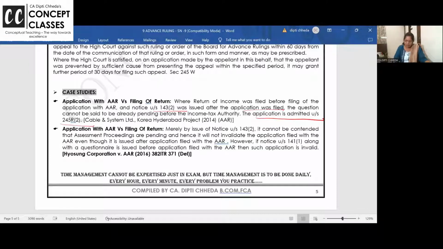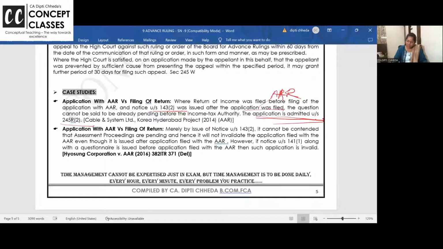Cable and System Limited, Korea versus the AAR. Are you getting it? You filed your return, your return is processed, but you have a query. You have filed an application with AAR, and in the meanwhile you got a notice for scrutiny. Okay, so AAR will go ahead. Is it clear or not? AAR will go ahead. The application is admitted and then you got the notice after you made the application with the AAR, so AAR will go ahead. Let it do its work.